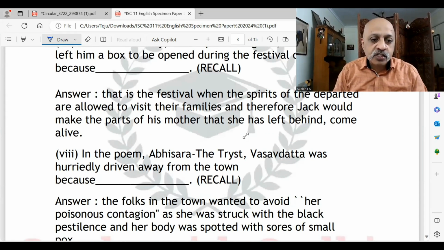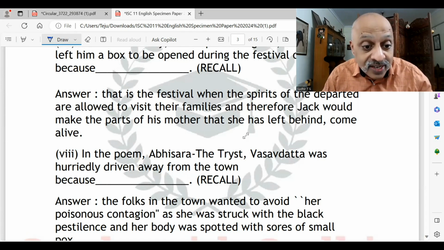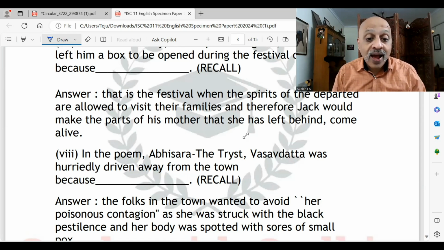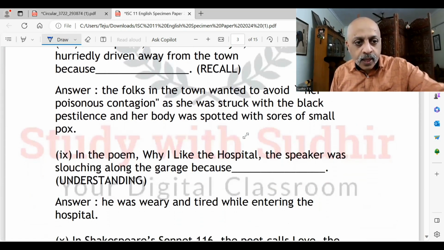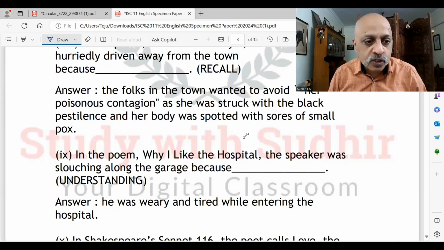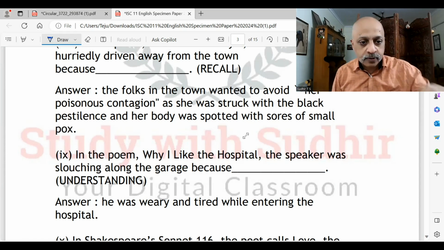In the poem Abhisara the Tris, Vasav Datta was hurriedly driven away from the town because the folks in the town wanted to avoid the poisonous contagion, quote keywords, as she was struck with the black pestilence and her body was spotted with sores of smallpox. In the poem Why I Like the Hospital, the speaker was slouching along the garage because he was weary and tired while entering the hospital.